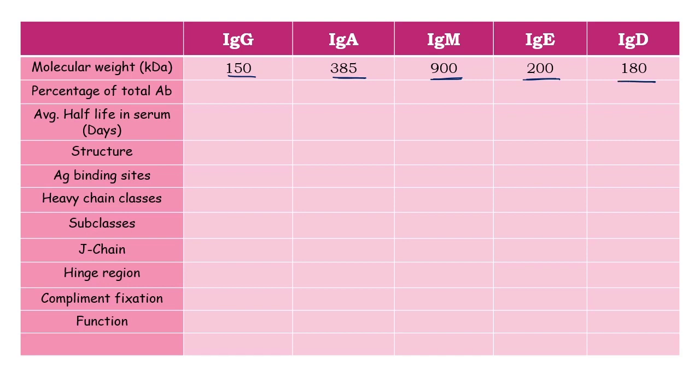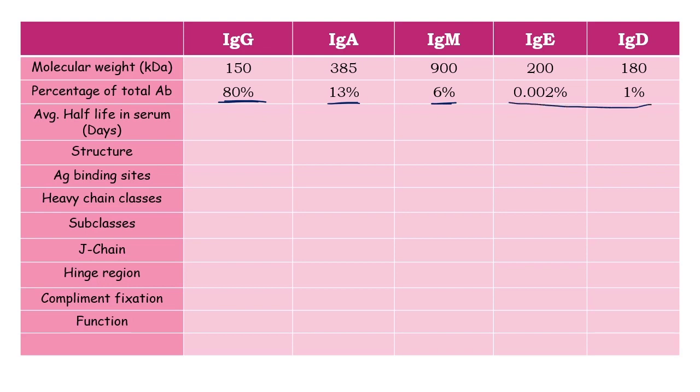Now percentage of total antibody. For example, if we take total antibody as 100%, then what is the percentage of IgG in total immunoglobulin which is present in our body? What is the percentage of IgA? The highest percentage of total antibody in our body is shared by immunoglobulin G. Then IgA which is 13%, IgM which is 6% and then IgE and IgD are 1 or less than 1%.